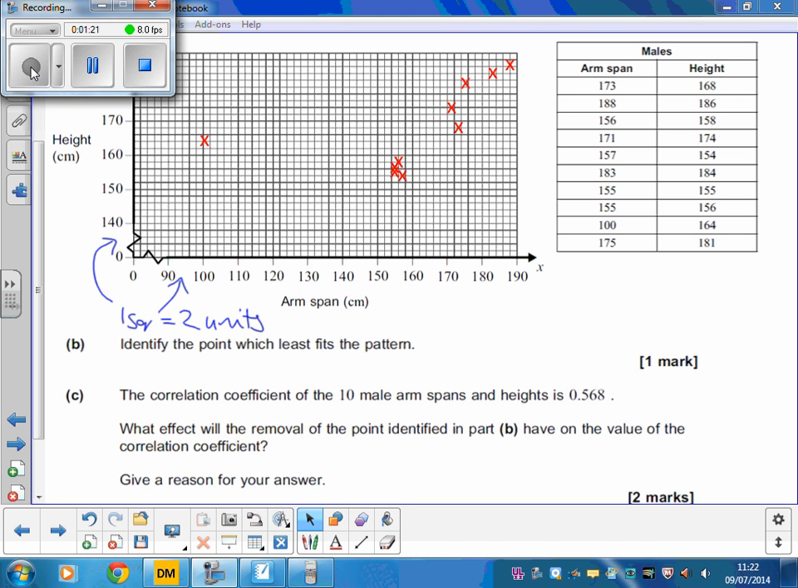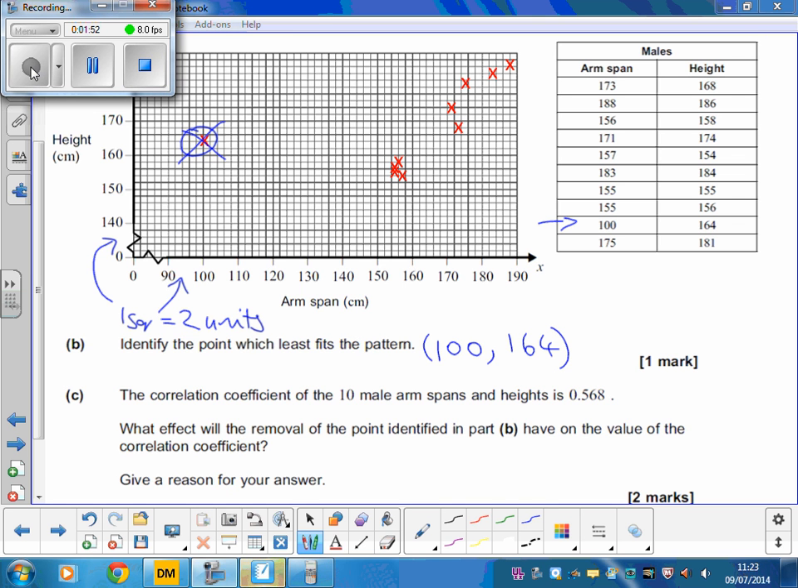In part B, it's a nice easy one: identify the point which least fits the pattern. Well, we have a look, it's obviously this one, that point here. So that is the point 100, 164. Now they're going to tell us the correlation coefficient of these 10, so we didn't have to work this out, is 0.568. We want to know what will happen if we get rid of this point here, which obviously doesn't fit.